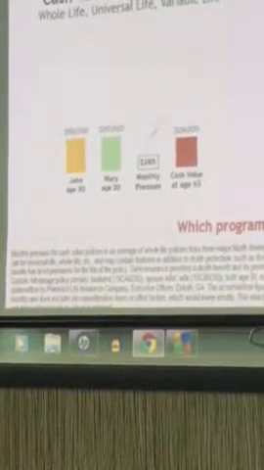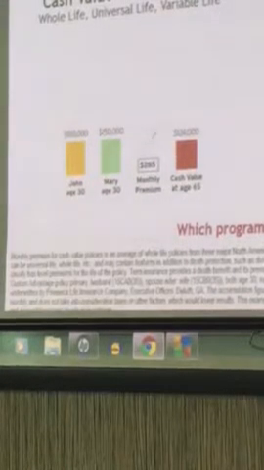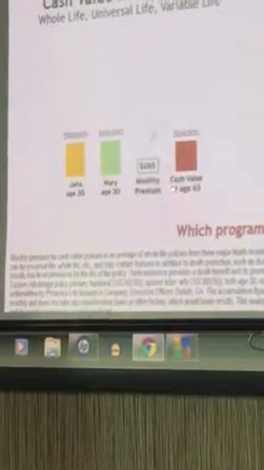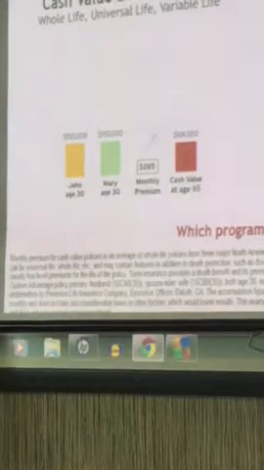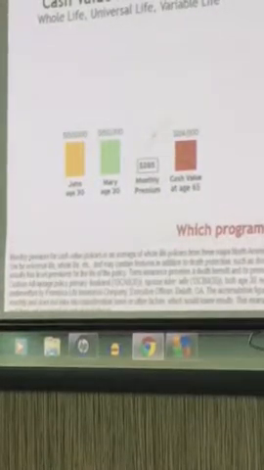So in this example here, John and Mary have $150,000 worth of coverage. They're 30 years old. They're paying $285 a month. So they're paying a lot of money per month for not a lot of coverage. And then at retirement age, at age 65, they have this cash value of $124,000.